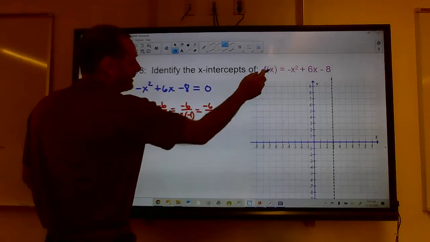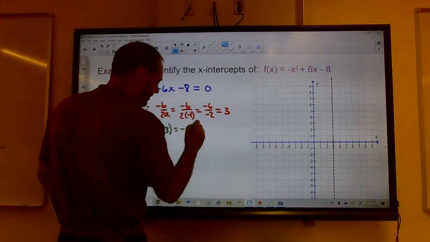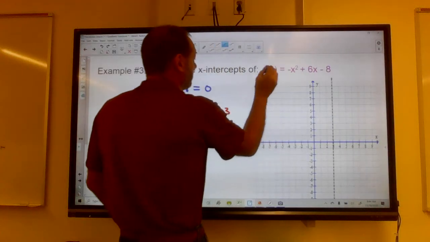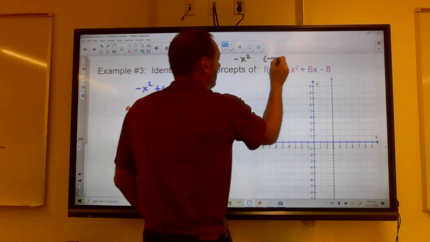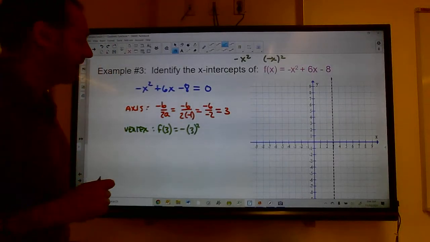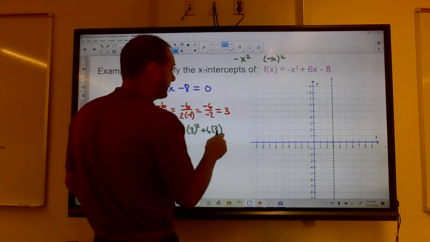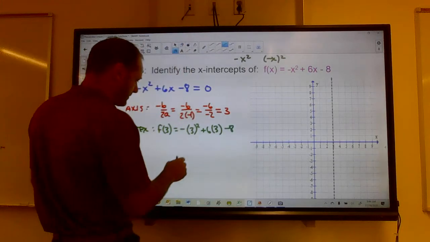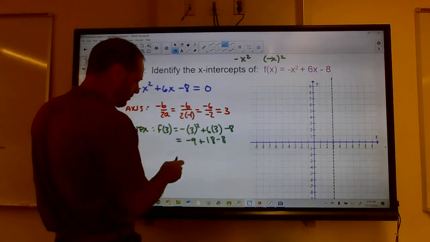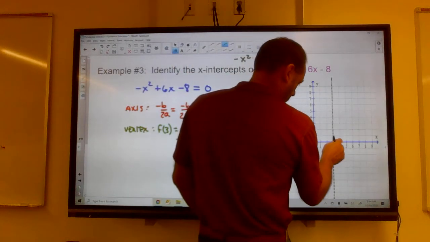All right, I'm just going to plug 3 in there, so I'm going to find f of 3. That's going to be -3 squared. Now, keep in mind, this is going to be a negative number because there is a big difference between this and that. This is a negative number. That's a positive number. Don't get caught by that. Plus 6 times 3 minus 8. So this comes out to be -9 plus 18 minus 8, which is going to be 1. So I got a vertex at 3, 1.